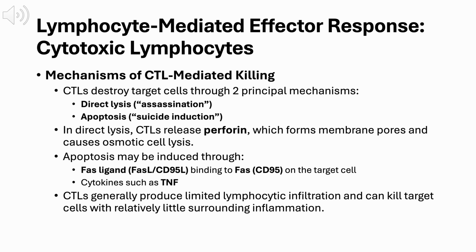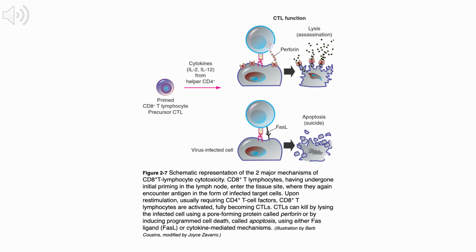This figure illustrates the two CTL killing pathways side by side, and comparing them visually cements the distinction. On one side, the perforin route. The CTL docks onto its target, releases perforin, and you see pores punched into the membrane, water rushing in, and the cell lysing, the assassination pathway. On the other side, the apoptosis route. Fas ligand on the CTL, engaging Fas on the target, or TNF delivering the signal, and the target quietly dismantling itself through programmed cell death, the induced suicide pathway.